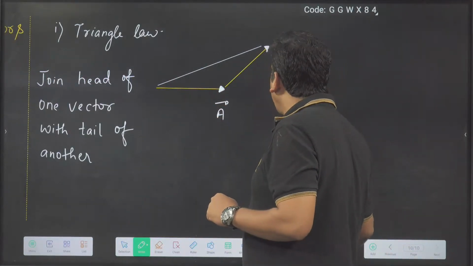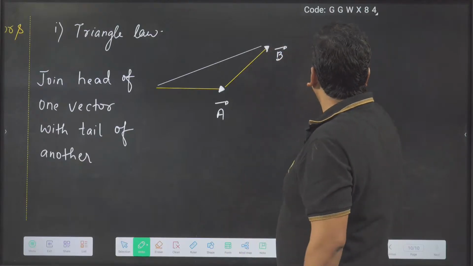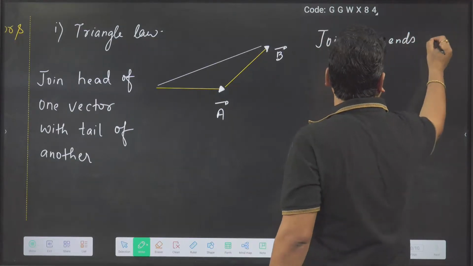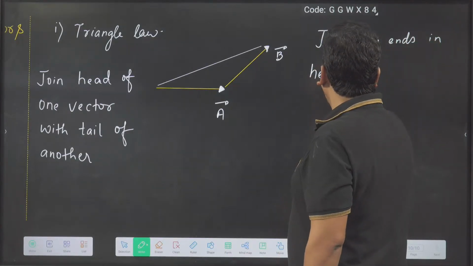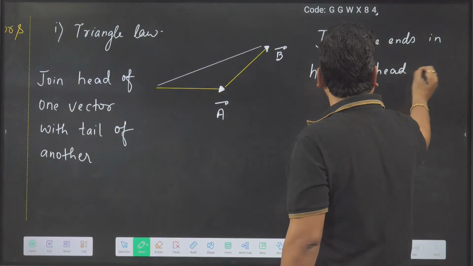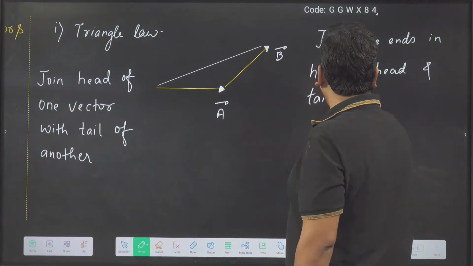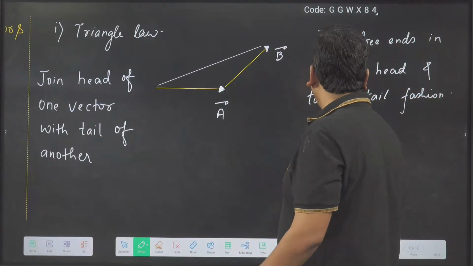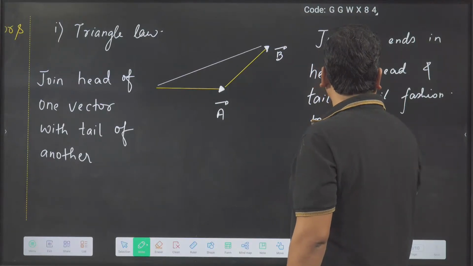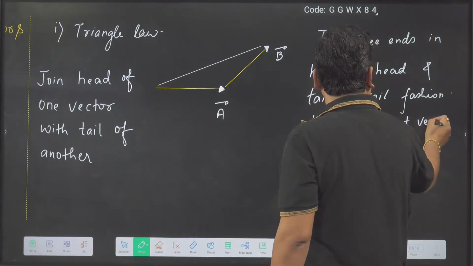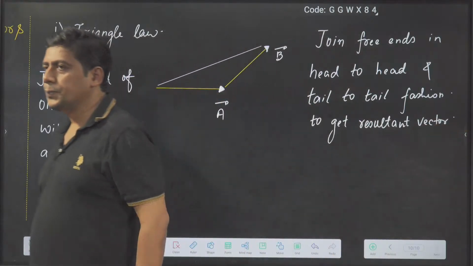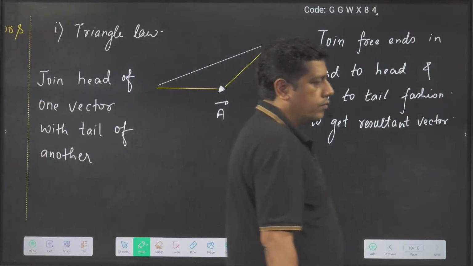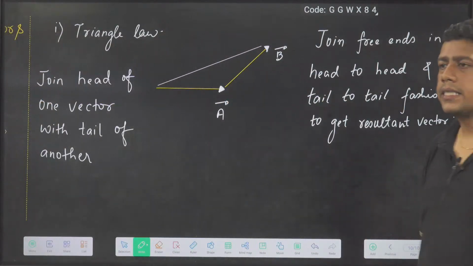So the simple rule you have to remember: join free ends in head to head and tail to tail fashion to get a resultant vector.